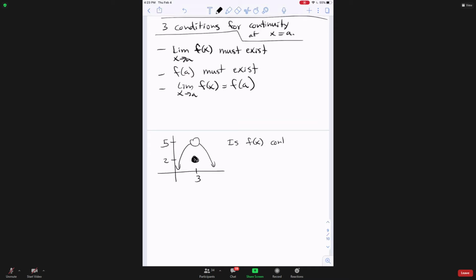So let's do a problem. Is f of x continuous at x equals 3, why or why not? No, because at x equals 3, the y value is 2, whereas the line is above that at 5.